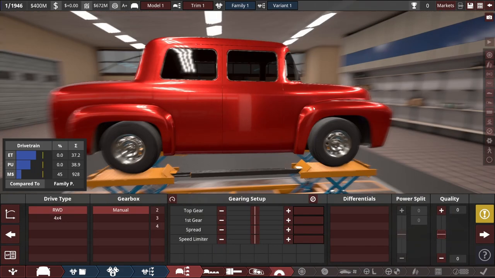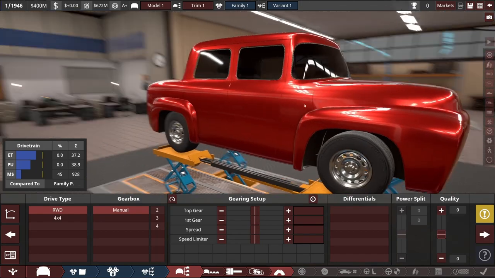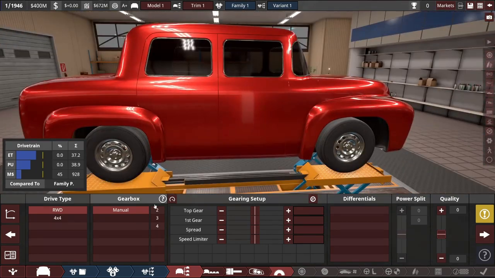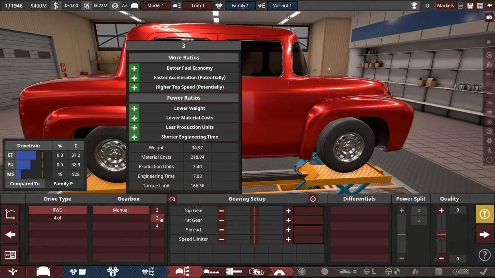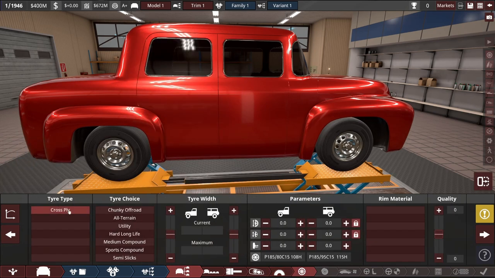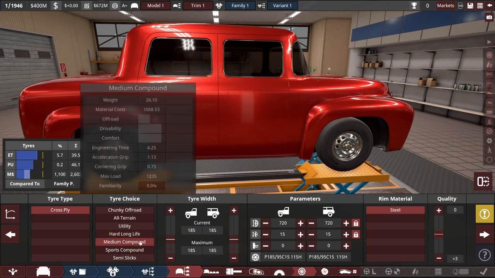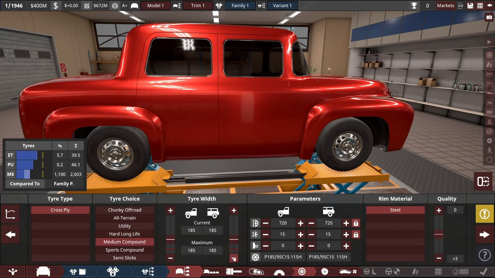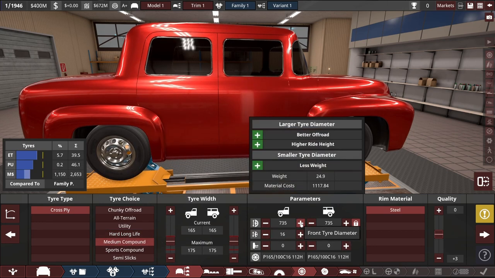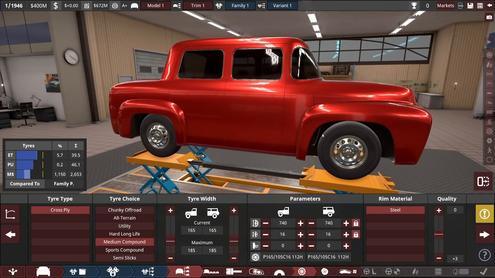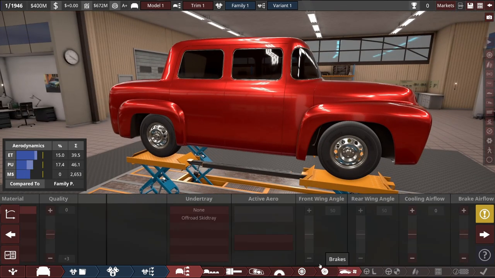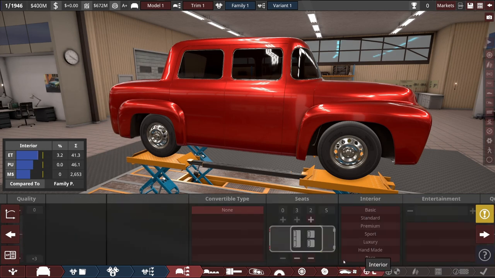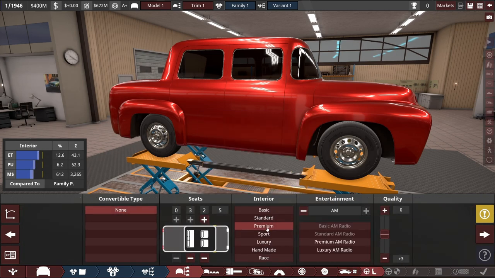At least I hope not. Rear wheel drive is going to be our main option here because we have a front engine and we just don't start with front wheel drive unlocked. Here are how many gear ratios we want in it. Medium tires are the most comfortable. And we'll be starting with a premium interior because it's a premium car.